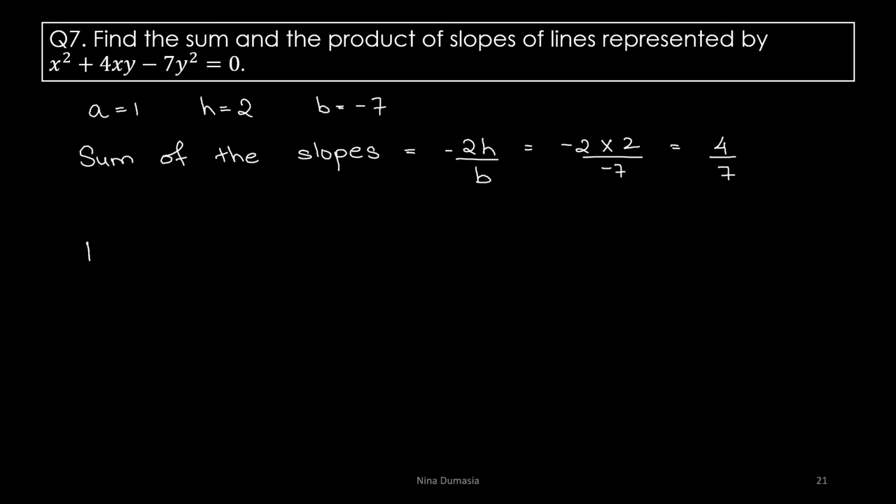And now we have to look at the product. So the product is given as a by b, which is equal to 1 by minus 7. So this is equal to minus 1 by 7. Okay. So therefore we have got the sum and the product of the slopes of the line. Fine. Let us do the next part now.